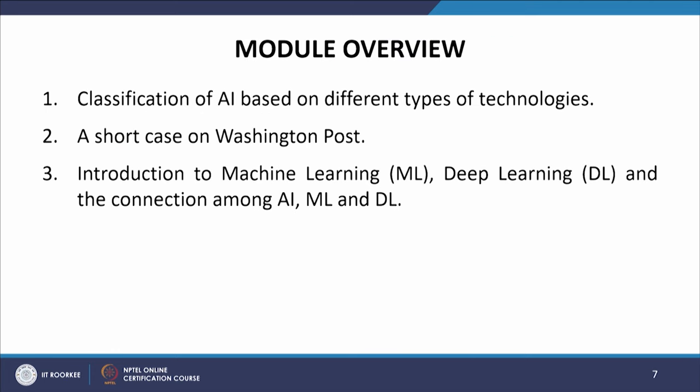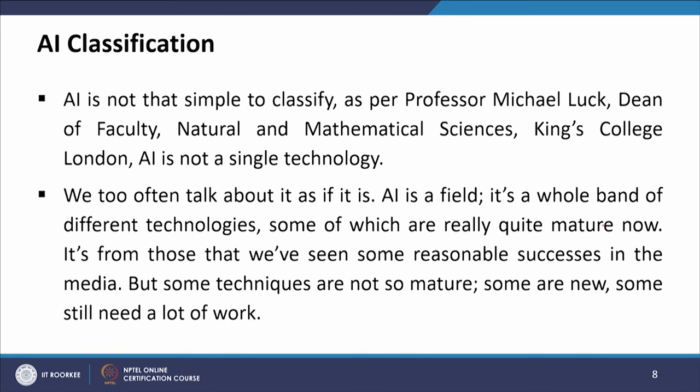In this module, we will cover the classification of AI based on different types of technologies, one. Second, we will look at a short case on Washington Post, and then the third is the introduction to machine learning, deep learning, and the connection among artificial intelligence, machine learning, and deep learning. These are the three things that we will learn in this module. Now we will start with the classification of artificial intelligence.